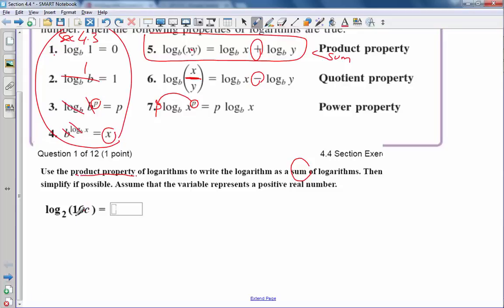There is a product. You will split this into logarithm of 16 and logarithm of c with a sign in the middle. What sign? Plus. Don't put a product. I know it's very tempting. It's a product, but no, it's a sum. Alright, that's our final answer, right?